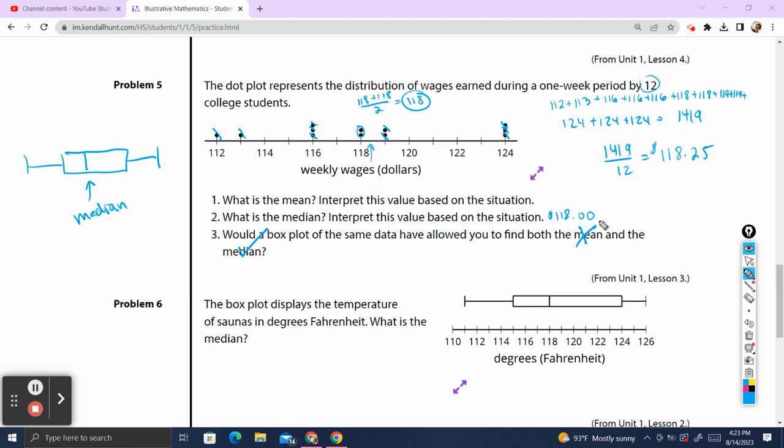Problem number 6. The box plot displays the temperature of saunas in degrees Fahrenheit. What is the median? Oh, I could go to a sauna right now. Well, we just talked about it. The median is always represented by that middle line. We've got a middle line right here. It's at 118. The median of this data is 118 degrees Fahrenheit, which is actually the same as the median of this data up here. So half of the saunas are less than 118 degrees and half of the saunas are more than 118 degrees.